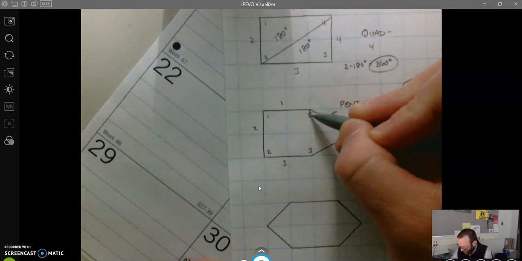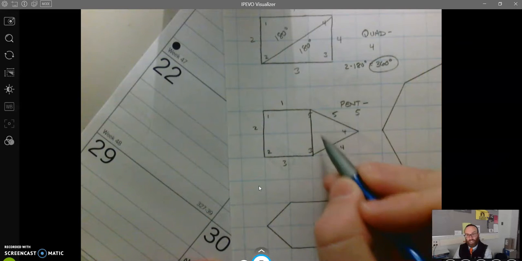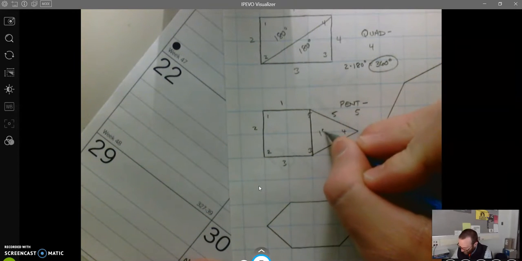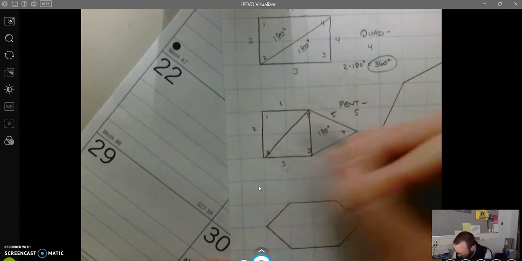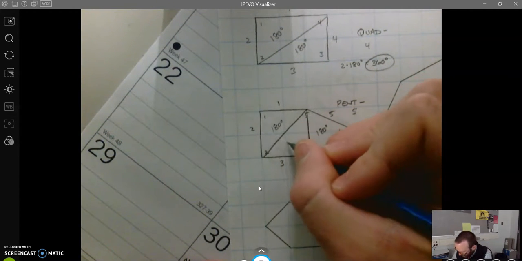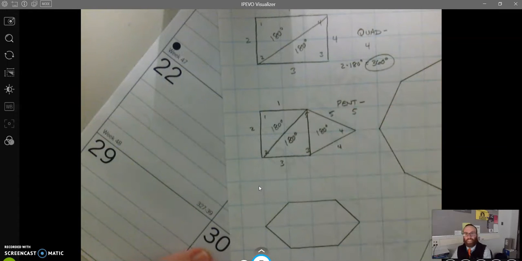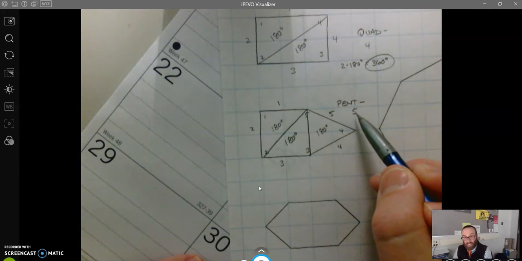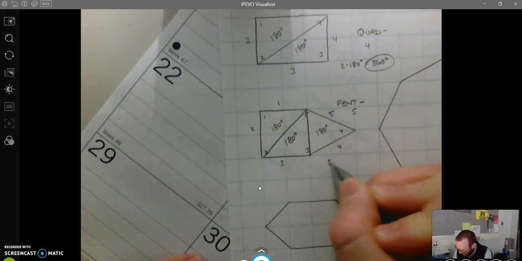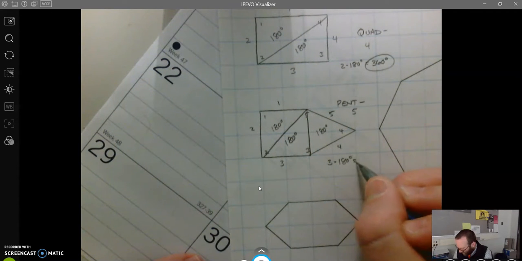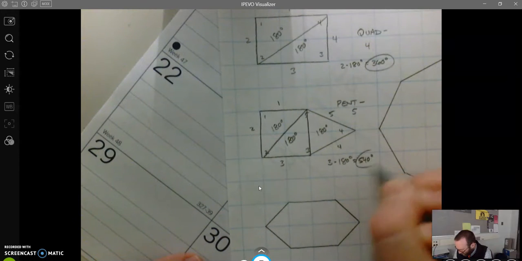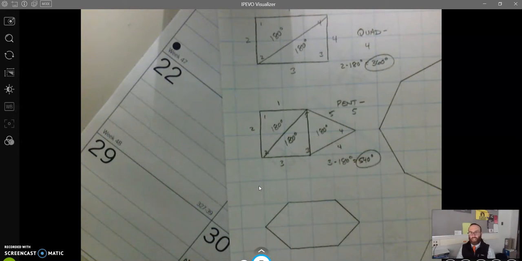If I imagine that I took this quadrilateral and just stuck a triangle on the end, this triangle has 180 degrees inside of it. And if I draw a diagonal here, I have 180 degrees in that triangle, and 180 degrees in that triangle. Meaning that a pentagon with 5 sides, 3 triangles, times the 180 degrees in each, gets us 540 total degrees. Make sure you've got that filled in your chart. 5 sides, 3 triangles, 540 sum of interior angles.